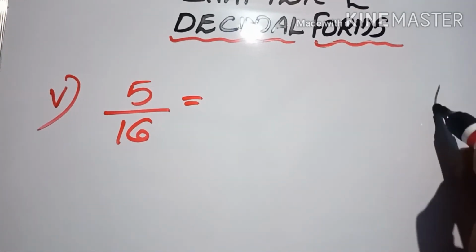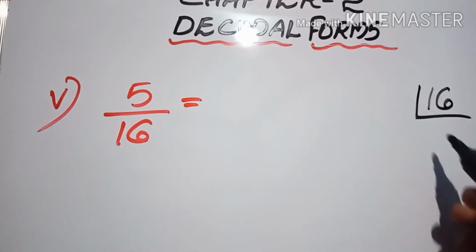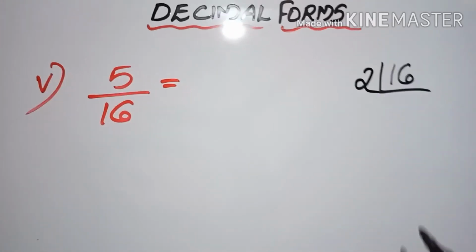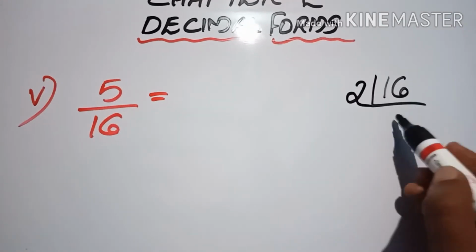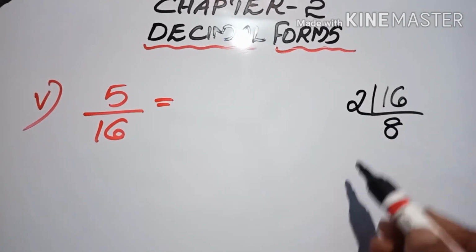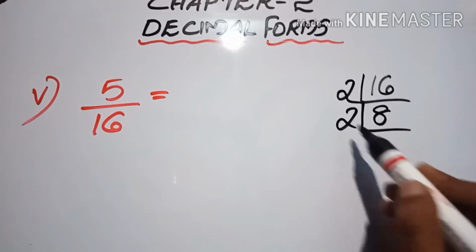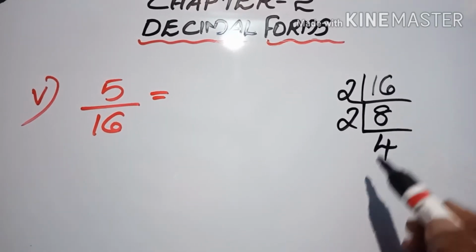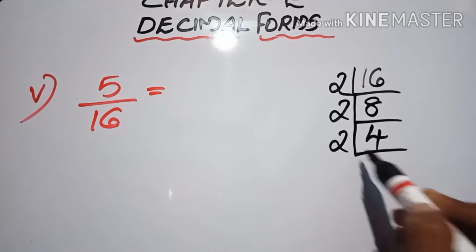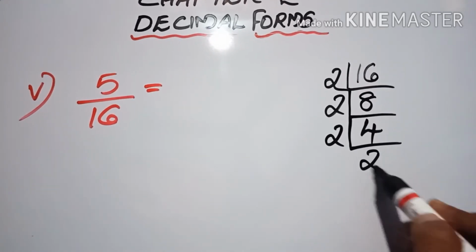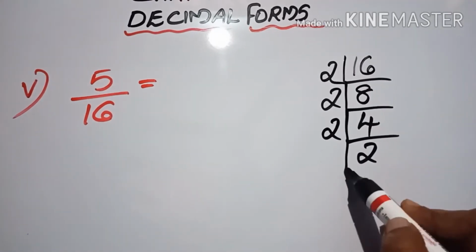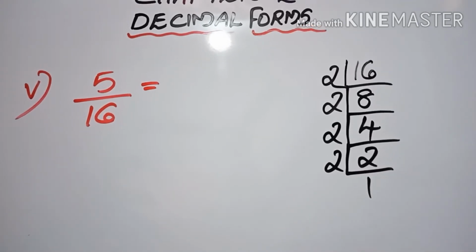For that let's factorize 16. In 16 let's consider 2 first. How many 2's in 16? Total 8 2's are there. So 8 2's are 16. Again with 2. In 8 how many 2's? 4 2's are there. Again with 2. In 4, 2 2's are there. 2 2's are 4. Again with 2. Only 1 2 remains.